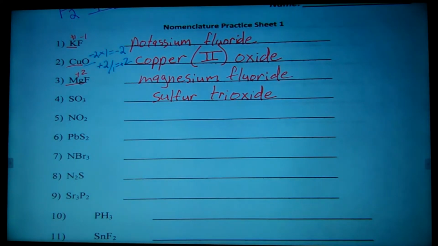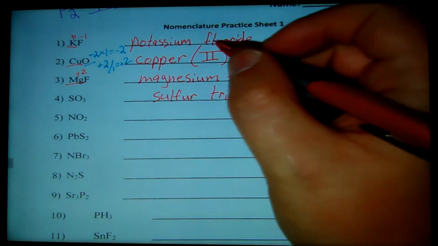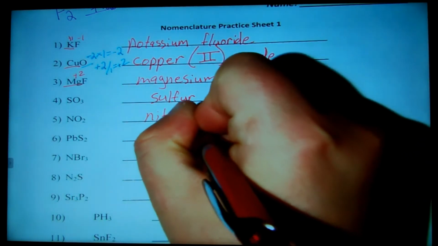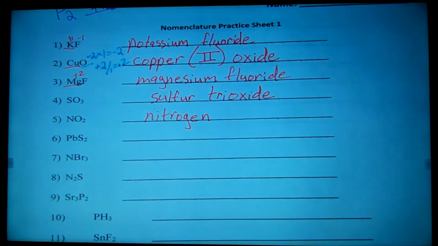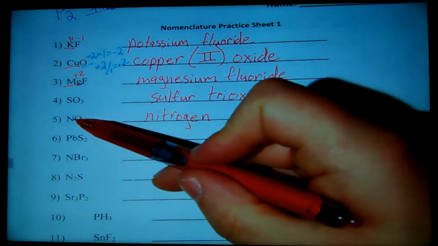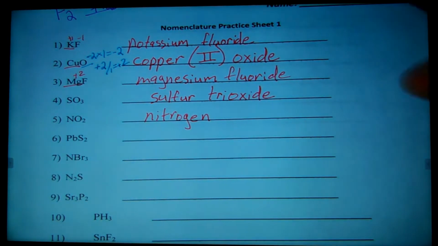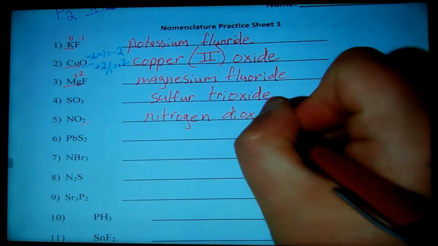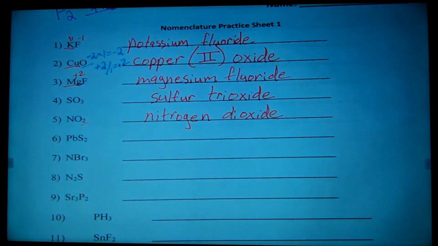Number 5, NO2, nitrogen. Metal or non-metal? Non-metal. Then go to oxygen, metal or non-metal? Non-metal. So non-metal, non-metal, what naming rules? Prefixes, because it's a covalent bond. So, element name? Nitrogen. There's no reason to put a prefix with nitrogen because there's only one. Di, because of the 2 for the oxygen. Oxide, because it's oxygen. So nitrogen dioxide.